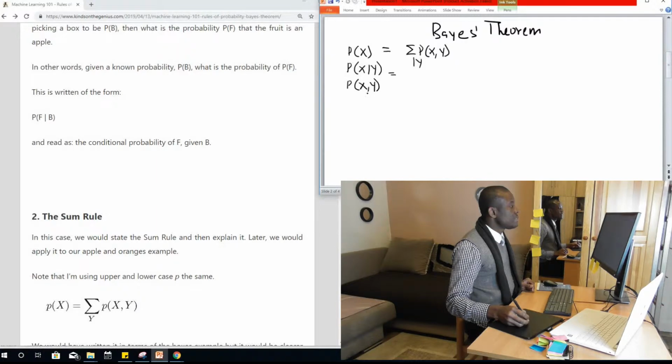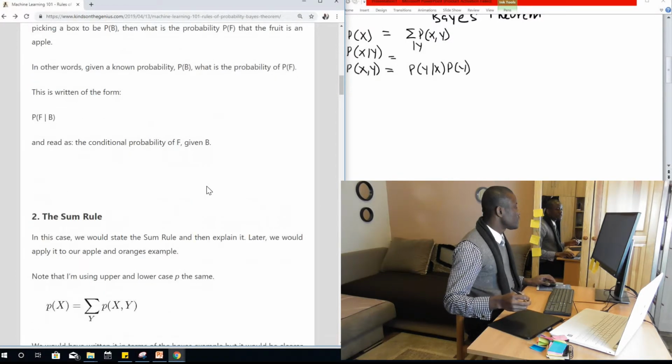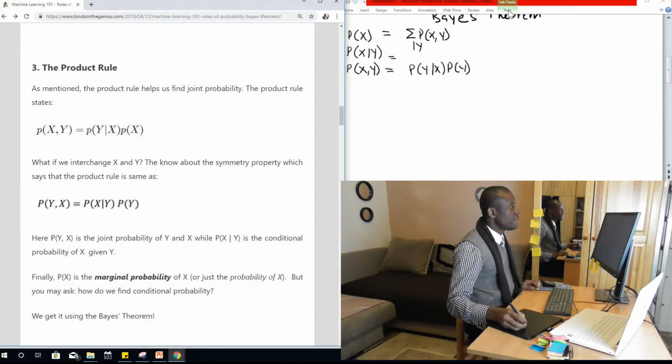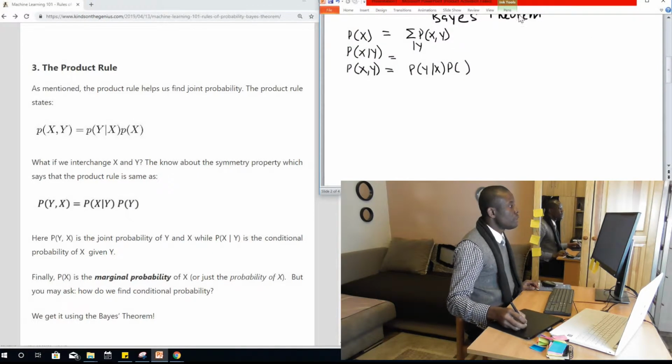The product rule says that the joint probability of X and Y is equal to the conditional probability of Y given X times the marginal probability of X. Sometimes it can be a bit confusing, so yes, it's actually X. For now, I'm simply going to write it a bit more clearly.